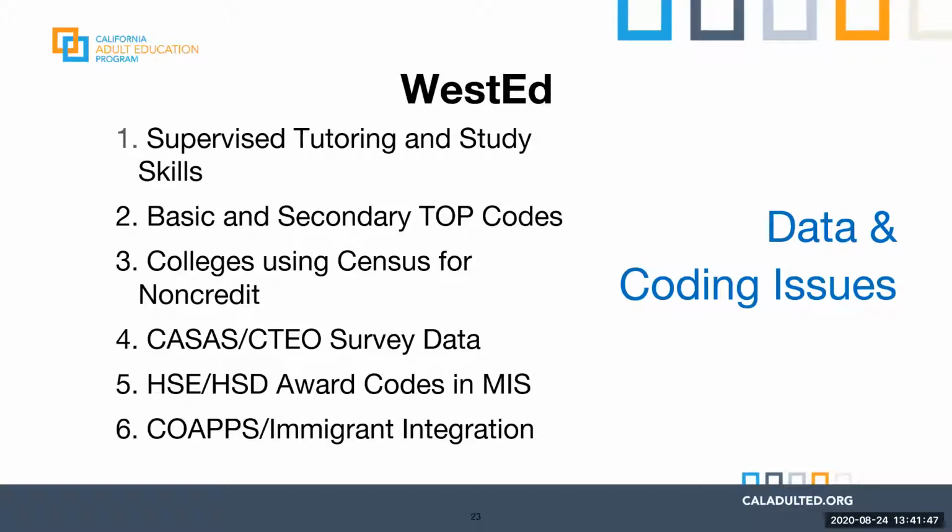We're still kind of exploring that, but we're hoping to begin to look at that for next year. We're still working on getting high school equivalency and diploma award codes in MIS. And we want to have conversations and work with CASAS to see how we begin to get COAPs and immigrant integration data also into the launch board.